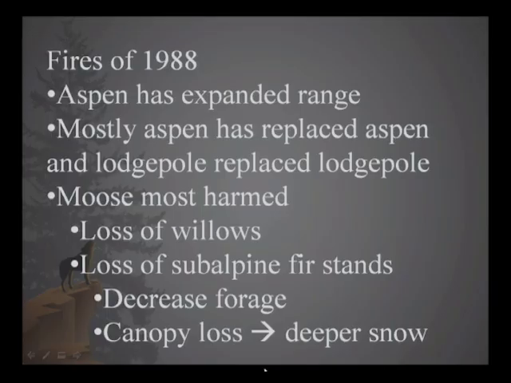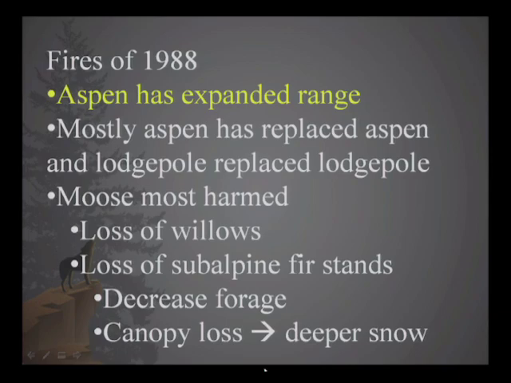So continuing on with the fires of '88 then, what's kind of interesting about this is that we learned a lot about succession, some things that we didn't really realize about the ecosystem. I've kind of described what the typical succession in the ecosystem is, but we have seen some unexpected differences in this as a result of this fire. So generally, aspen has expanded its range. That was more or less anticipated, but not nearly as much as was thought would happen.